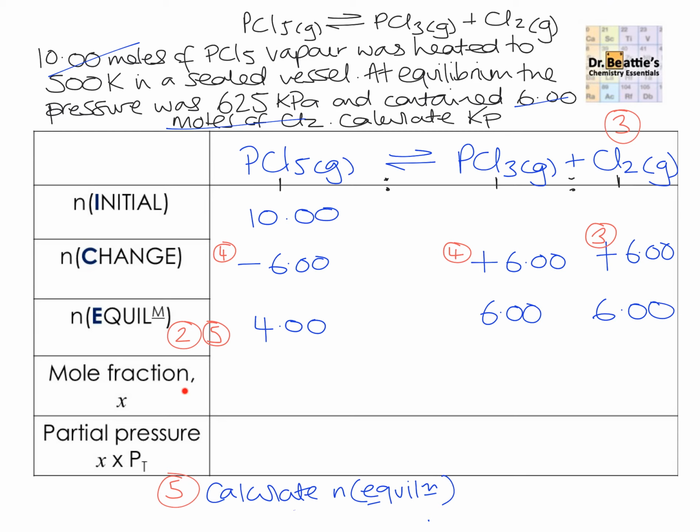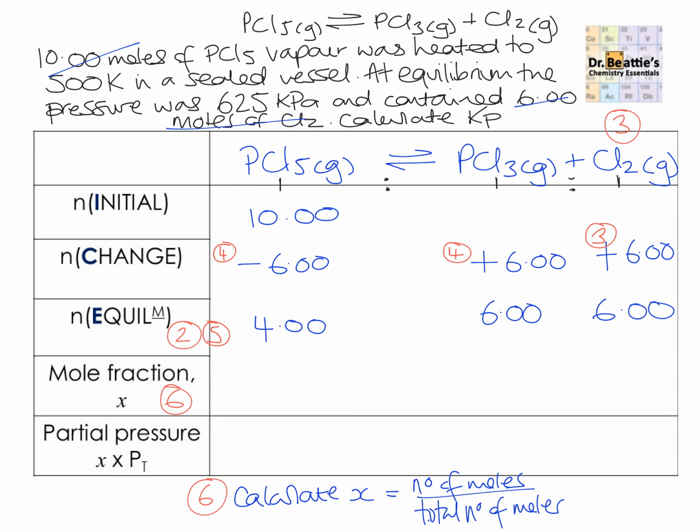So our 6th step is to work out the mole fraction. So obviously our equation is number of moles divided by total number of moles. So let's just work out the total number of moles, which is the sum of these 3. And then for each individual column now, we're just going to do the number of moles that appears in that column. So we're going to do 4 divided by 16. And then for both these columns, 6 divided by 16.